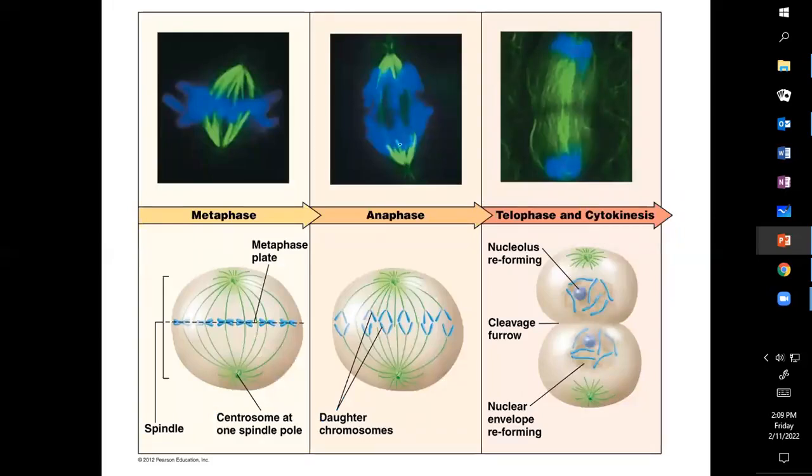Here's anaphase. You can see these guys getting pulled apart. Ultimately, they're on opposite ends of the cell. The cell membrane is going to begin to invaginate, and this process is going to continue all the way through until it pinches off and you get two distinct daughter cells. And they will each have 46 chromosomes, just like the starting parent cell.